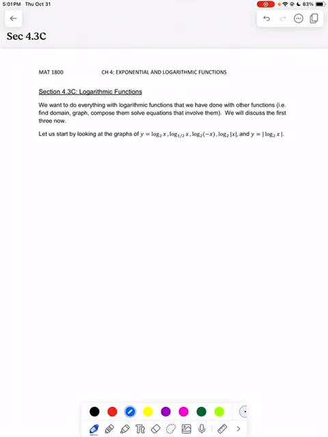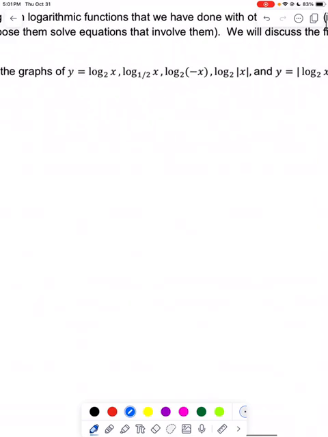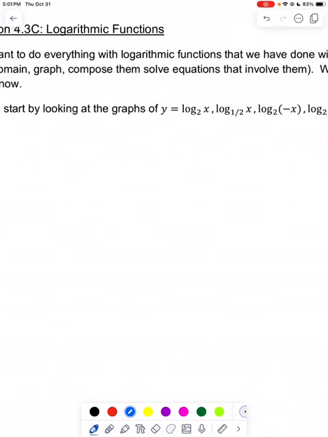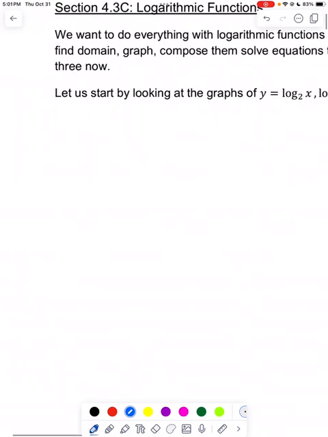Hello, we are now looking at section 4.3c, and here we are going to look at how to graph the logarithmic functions and then how to graph the transformed logarithmic functions. So first, simple basic function, y is equal to log of x to the base 2. So f of x is equal to log of x to the base 2. Now you can do it in two ways.